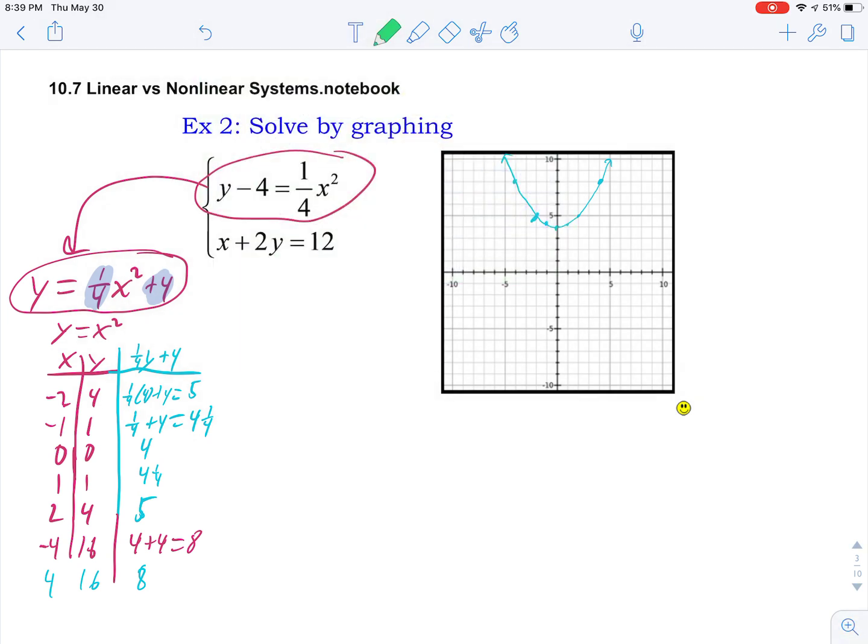Here, let me change colors for that. This one looks linear. I'm going to rewrite it in y equals mx plus b form. So that's 2y equals -x plus 12. I'll divide both sides by 2, so now I have y equals -1/2 x plus 6. It's a little easier to graph. My y-intercept is 6. My slope is -1/2.